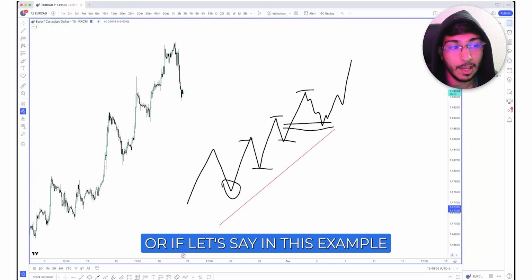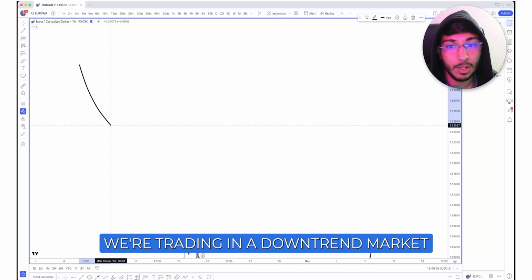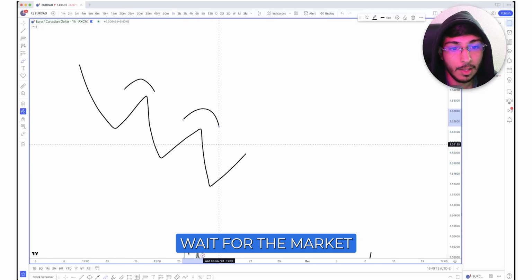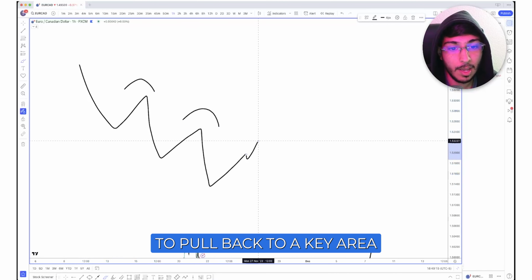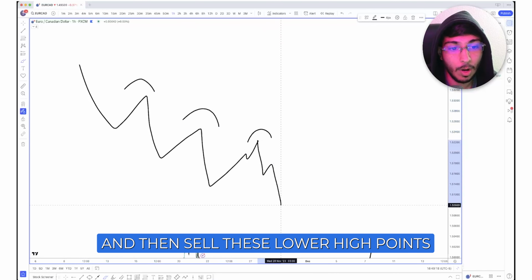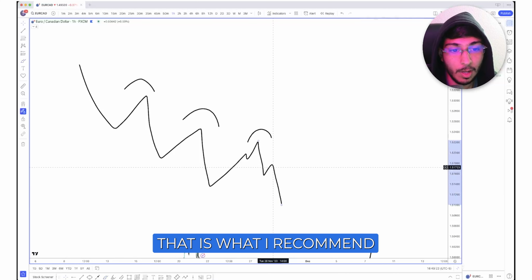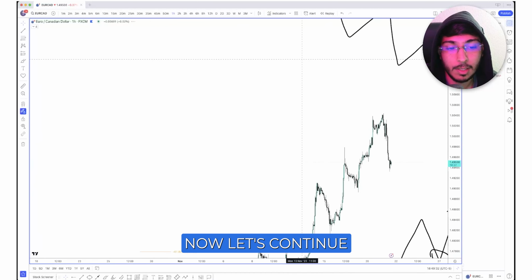Or if, let's say in this example, we're trading in a downtrending market, you should only be looking to sell lower highs. Wait for the market to pull back to a key area and then sell these lower high points. That is what you should be focused on doing. That is what I recommend that you should be doing. Now, let's continue.